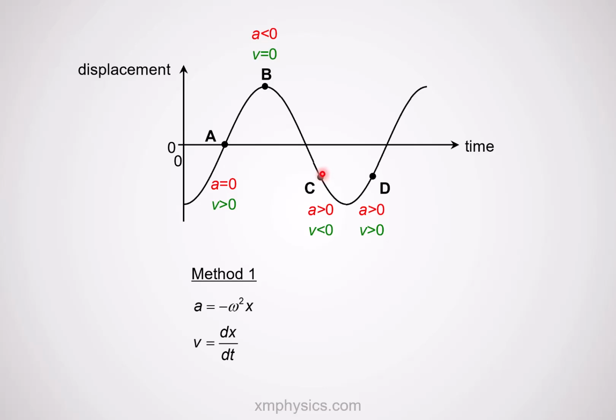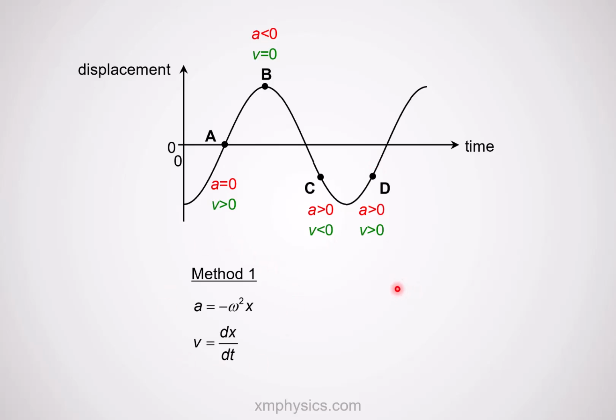Here, the acceleration is directed upward towards the equilibrium position. The velocity is directed downward. The oscillation is still moving away from the equilibrium position. Whereas at point D, the acceleration is towards the equilibrium position, so upward, and the velocity is also upward because it's traveling towards the equilibrium position. So that's the first approach.